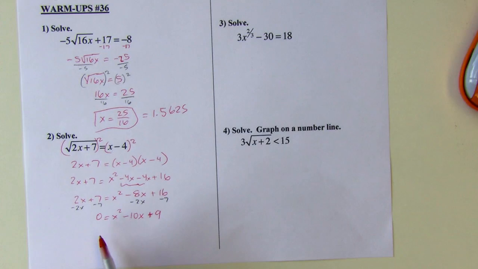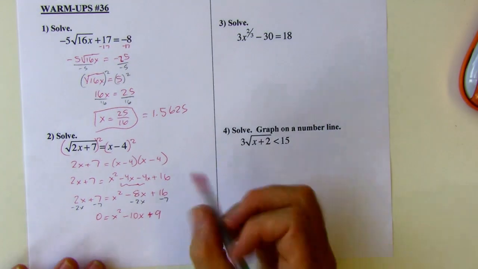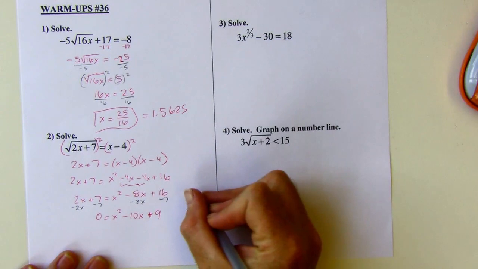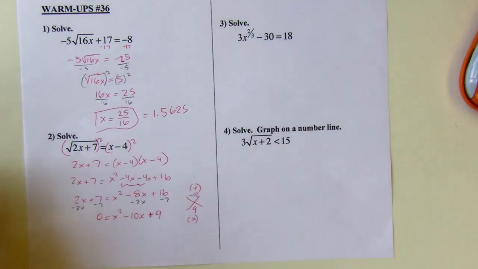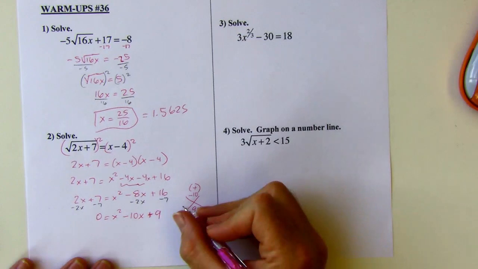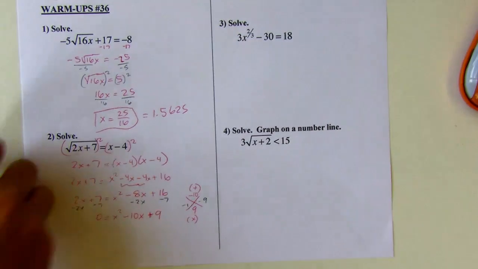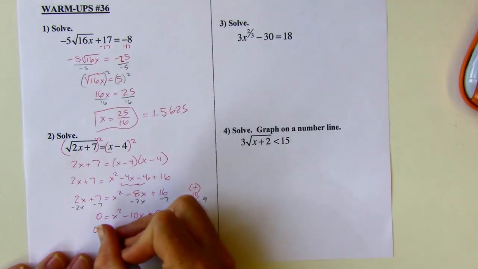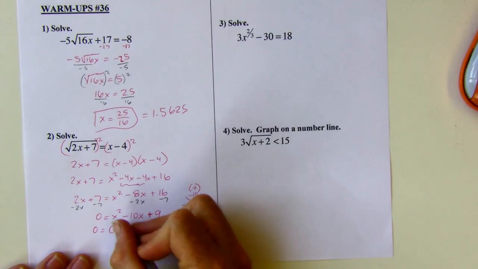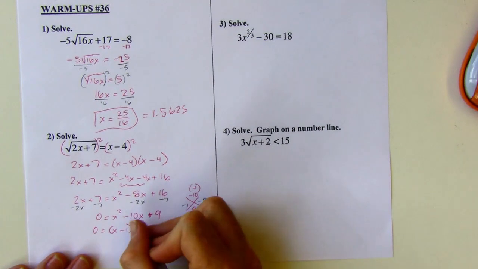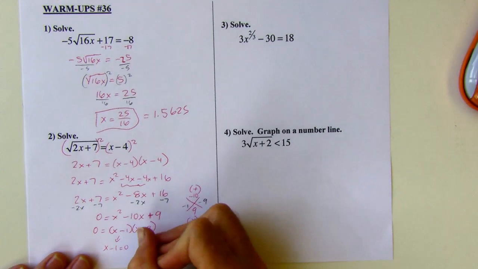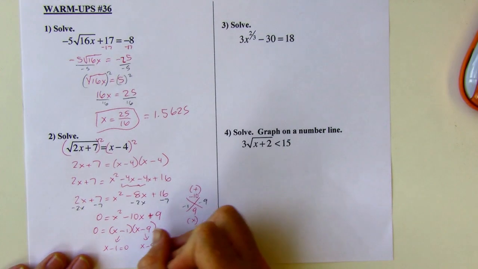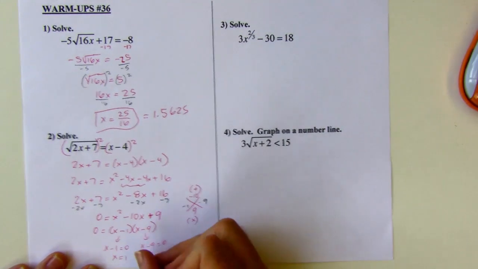I want to solve this. It's already set equal to 0, so that's good. So let's try to factor. And then if we can, use zero product property after that. Okay, so let's see. I'm looking for two numbers that add to negative 10 and multiply to 9. So negative 1 and negative 9 will work. That's my winning combo there. Okay, and then x minus 1 equals 0 or x minus 9 equals 0. So x equals 1 or x equals 9.